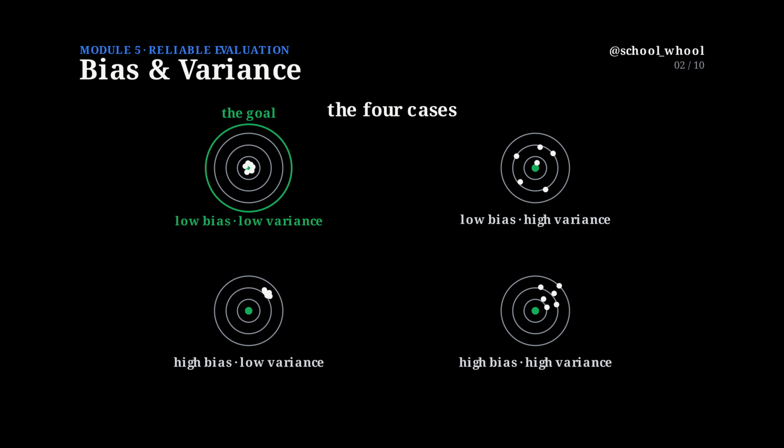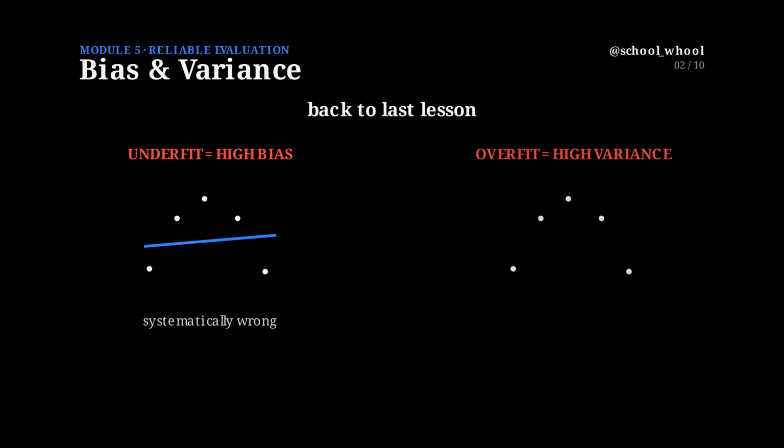This maps straight onto last lesson. Underfitting, the too simple straight line, is high bias. It's systematically wrong, no matter which data you give it. Overfitting, the wiggly curve, is high variance. It reshapes itself wildly for every new sample.